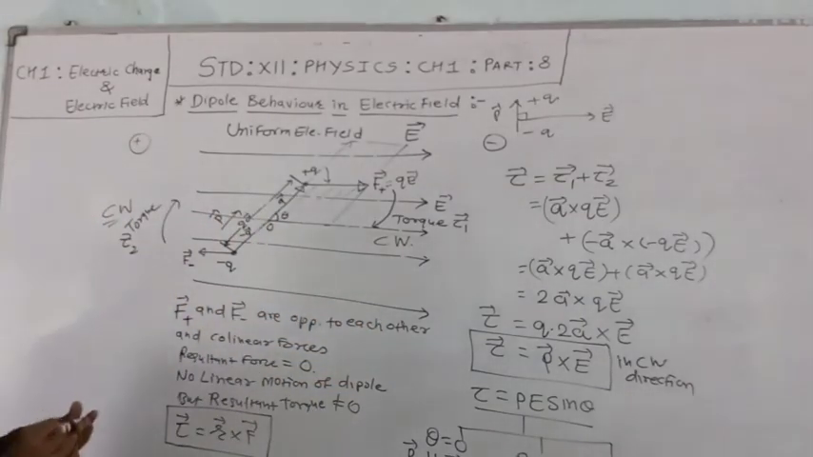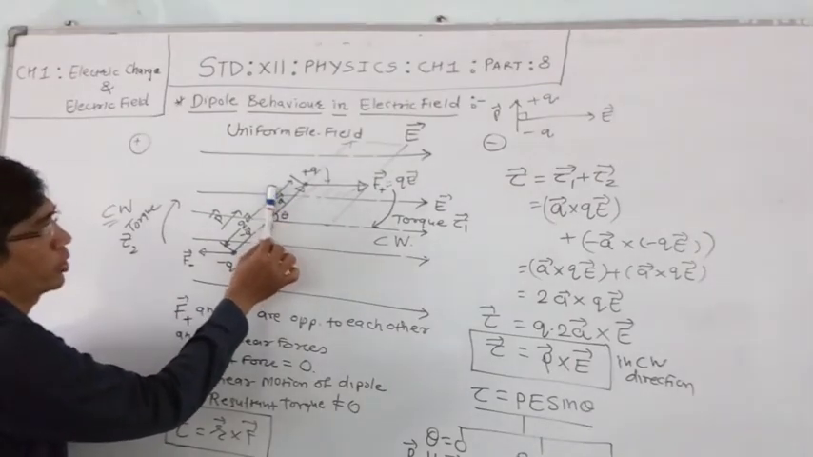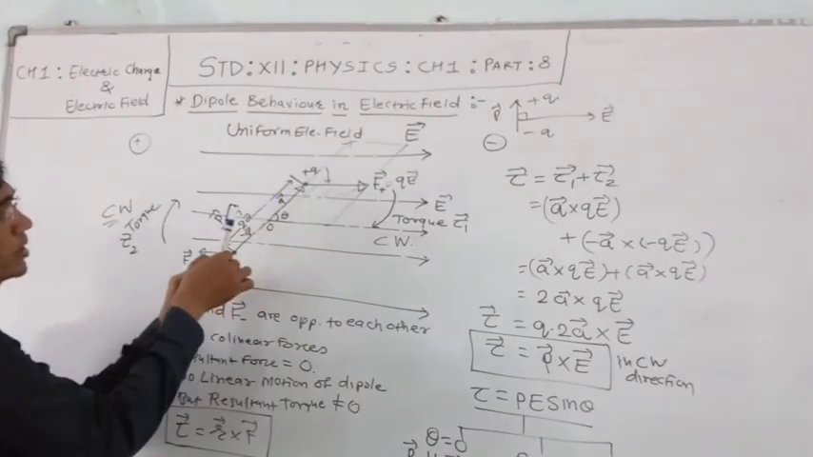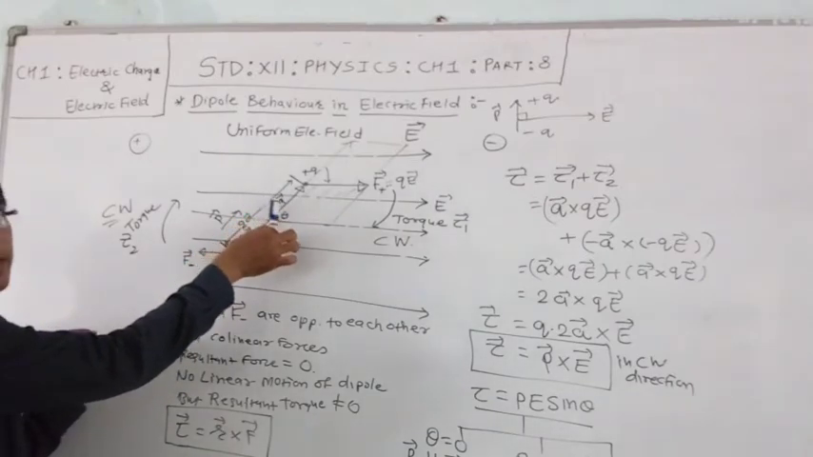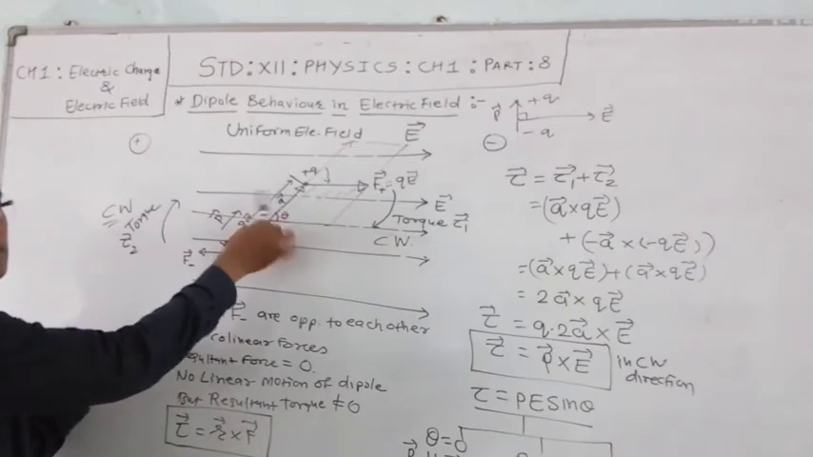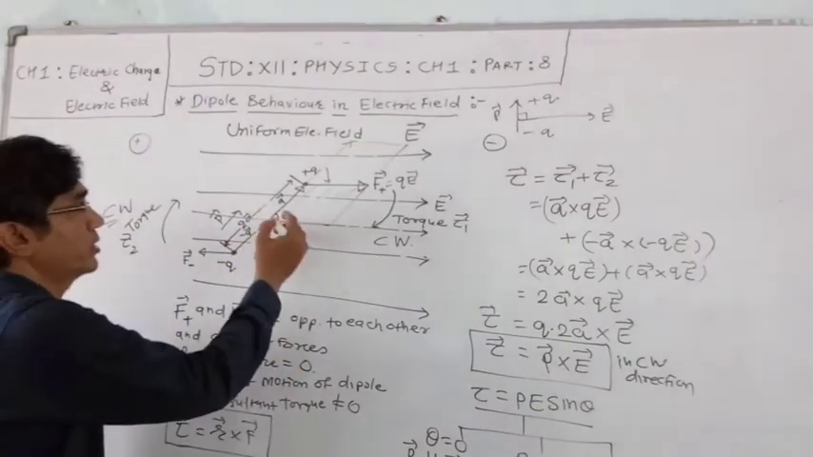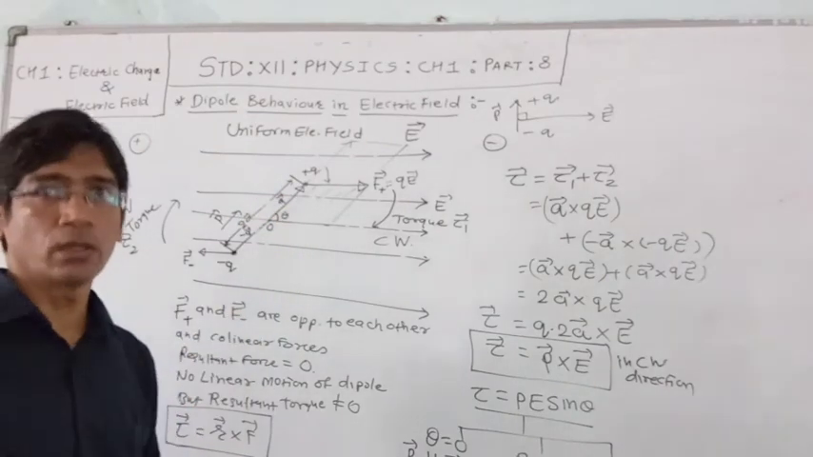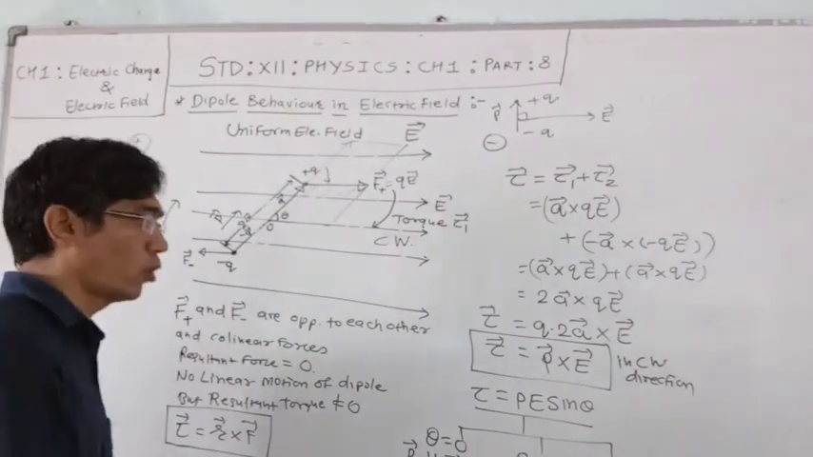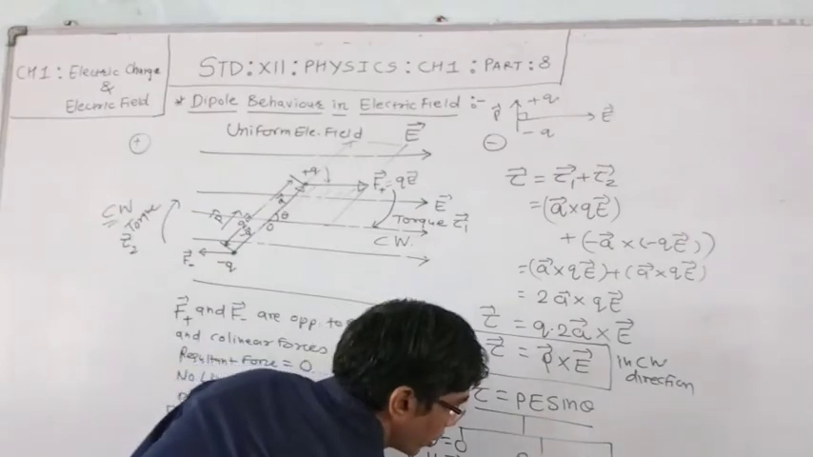So when the dipole is aligned perpendicular to the electric field, maximum torque is exerted. This dipole is rotating like this. The rotation is maximum rotation. In this condition, the dipole is known as an unstable dipole, or not in equilibrium. Unstable dipole.